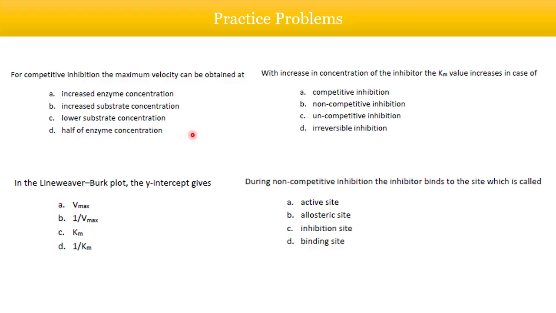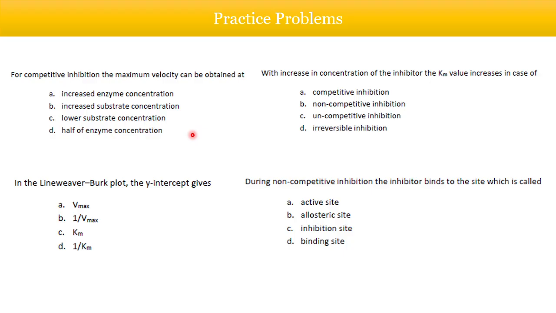And the last one is, during non-competitive inhibition, the inhibitor binds to the site which is called. So what do you call the site where the inhibitor binds in a non-competitive inhibition? That is the allosteric site.